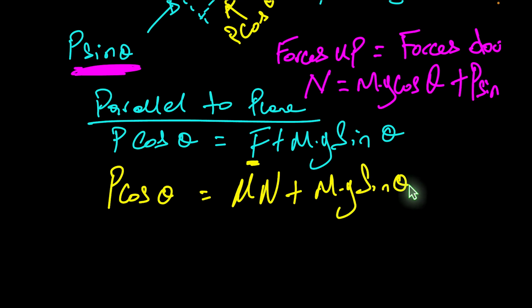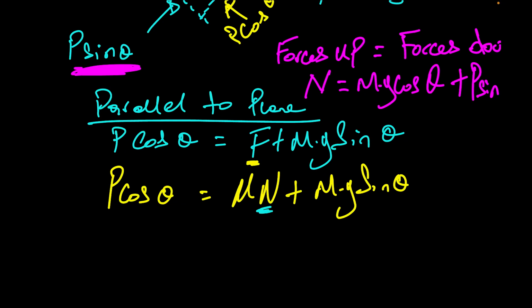Now, the purpose of this is so that we isolate the normal reaction, and that's because we no longer have just one force as our normal reaction. It's no longer just the mass times gravity, but we also have to factor in that component that we get from P. So let's rearrange this now so that we get N as the subject.